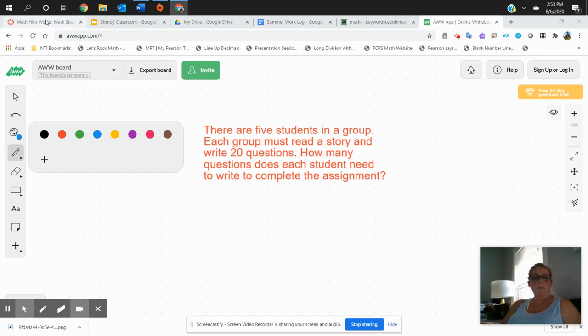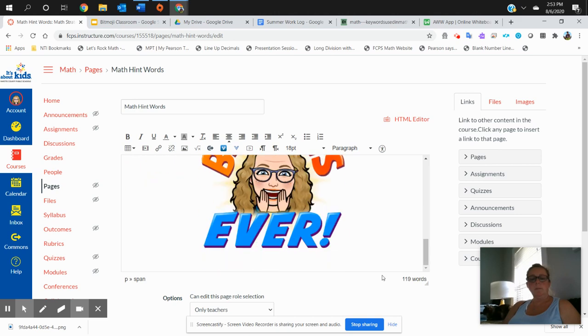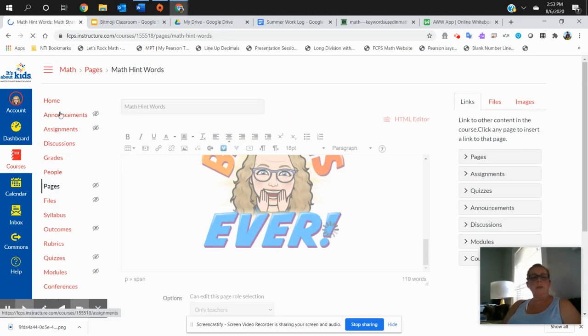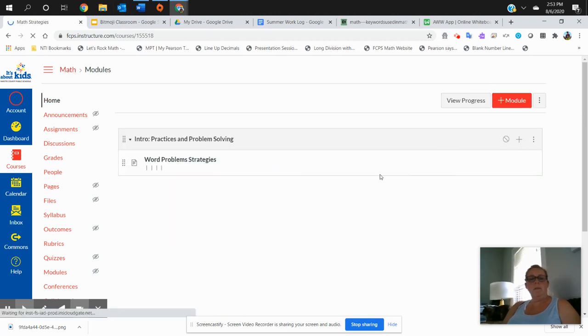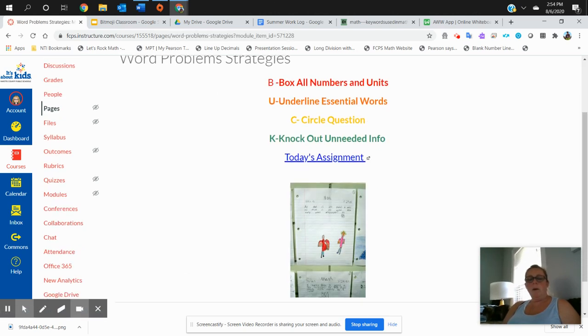Well, we know that the very first thing that we need to do when we have a word problem is to BUCK. We learned yesterday that we are going to BUCK the assignments. I'm going to pull up what we did yesterday in Canvas. If it'll work for me, here we go. We talked about word problem strategies and how to BUCK.